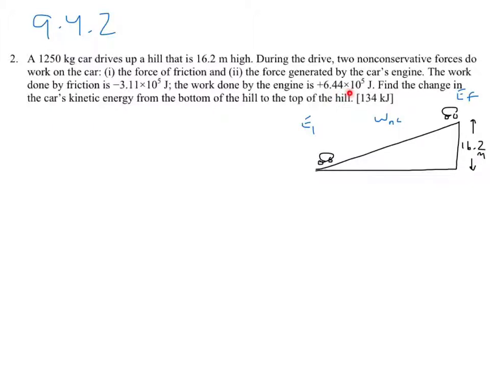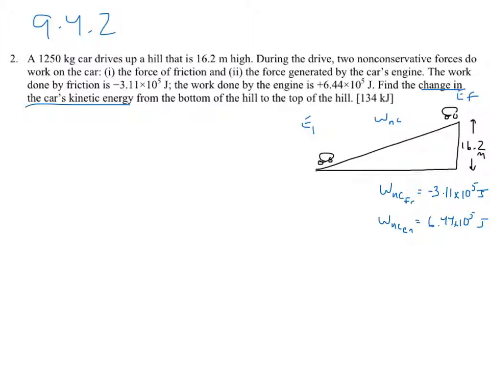I'm going to write them down below right here. I'm going to call this non-conservative work due to friction, so I've got a subscript to a subscript. That is negative 3.11 times 10 to the fifth joules. And we have non-conservative work done by the engine, and that is positive 6.44 times 10 to the fifth joules right there. So the question is, what is the change in kinetic energy from the bottom of the hill to the top of the hill?